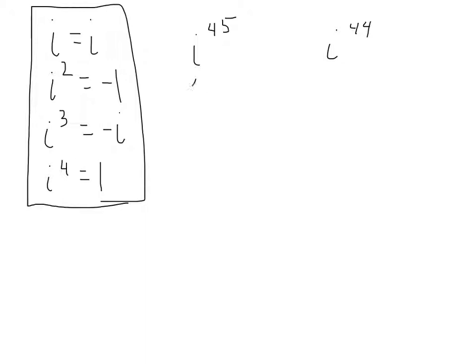So we have 4 more from 40, so we have i to the 44th, and then i to the 44th times what gives us i to the 45th? We add exponents, so that would be i to the first. i to the 44th gives you 1, and i to the first is simply i. So for any of these problems, you simply find the largest multiple of 4 just less than 45.